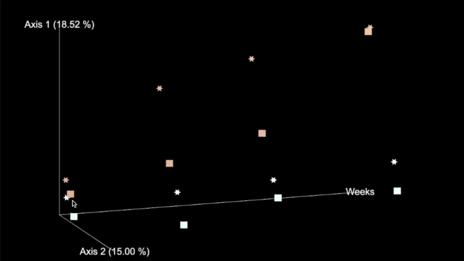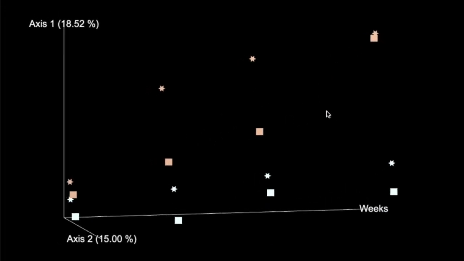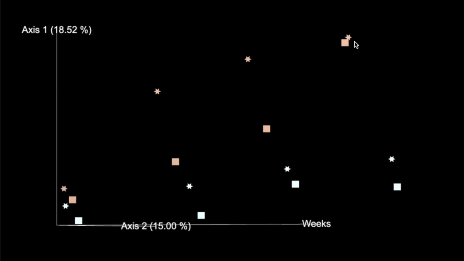Notice that while they were all very close to each other after the first week, the bottom samples diverged more widely than the floating ones. Whatever it was that made them so different at the beginning, though, after 8 weeks they were more similar to each other than the floating ones were.